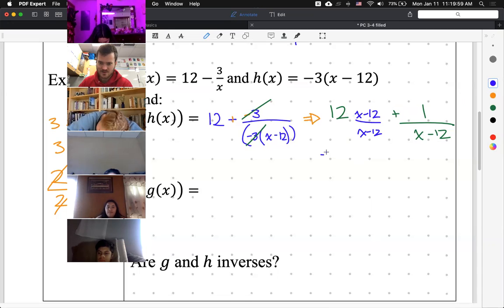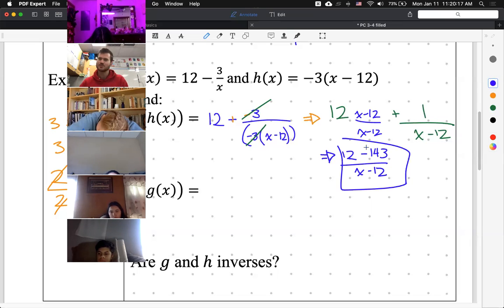And this would eventually turn into, well, 12 times x is 12x. 12 times negative 12 is negative 144. But I also get to add 1, so negative 143. All divided by that common denominator, which are now the same, x minus 12. And this is what it eventually turns into, but I don't think you need to do that for Khan Academy.